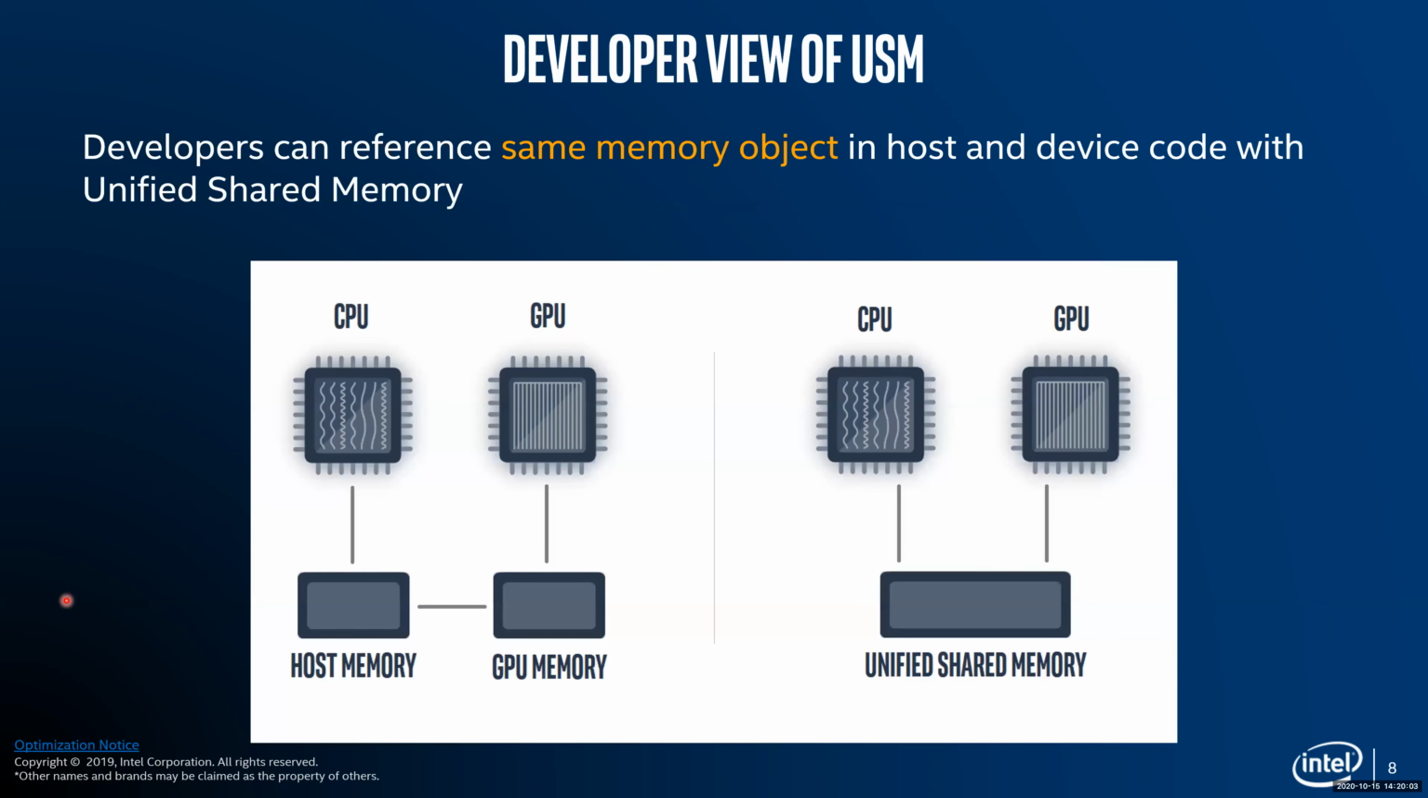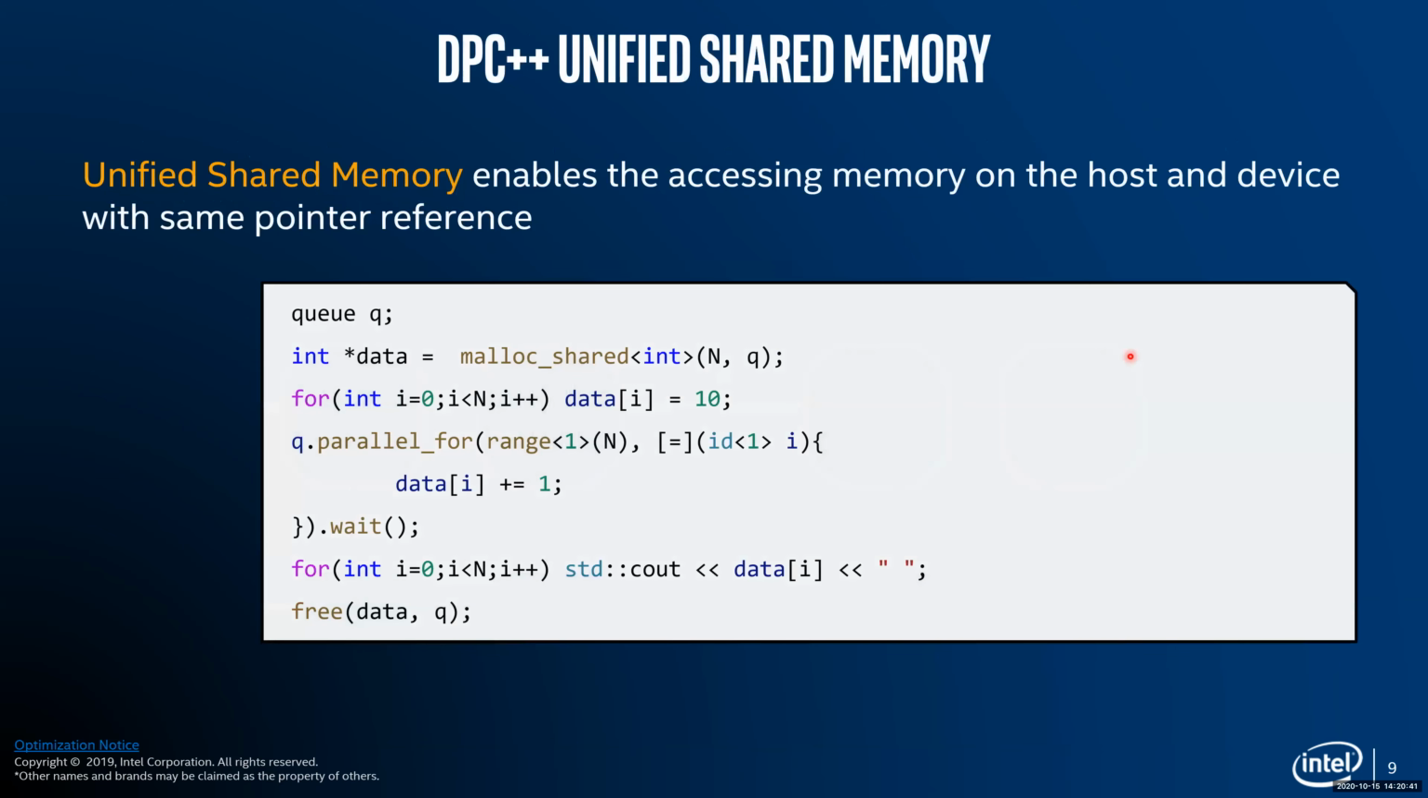So this particular diagram here gives you a picture of the developer view of unified shared memory. On the left, you can see how typically a programmer would see the host memory and GPU memory as two separate memory objects. Whereas if you use unified shared memory, the host memory and GPU memory can be referenced with the same data object, either from CPU or GPU. So now let's look at how that actually works in a very simple example that uses unified shared memory.